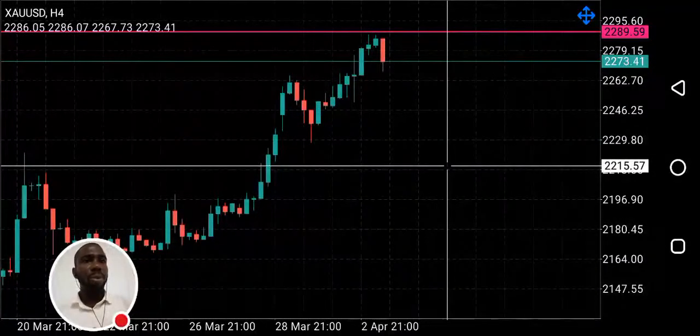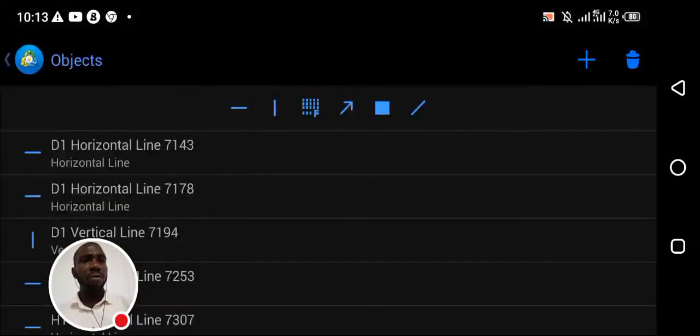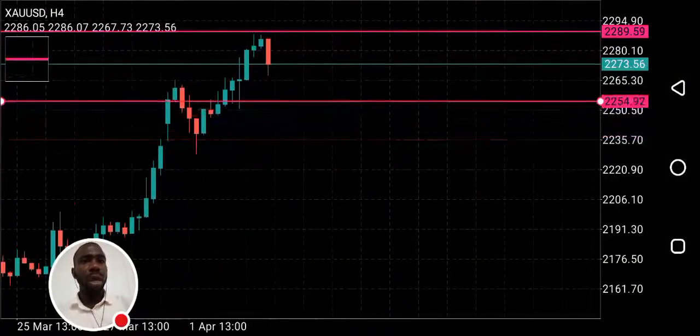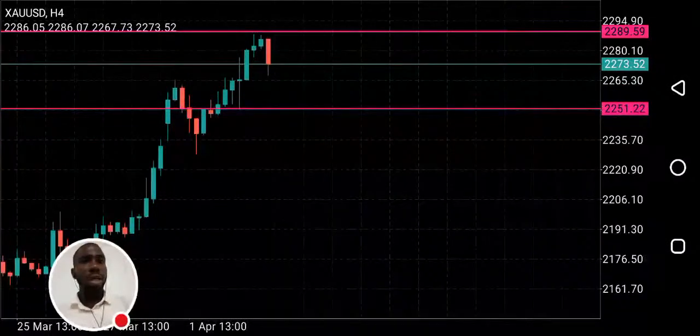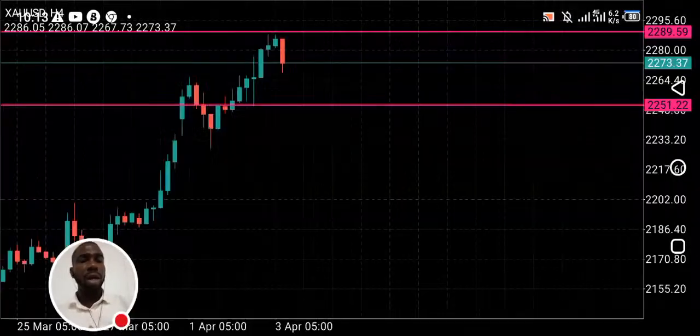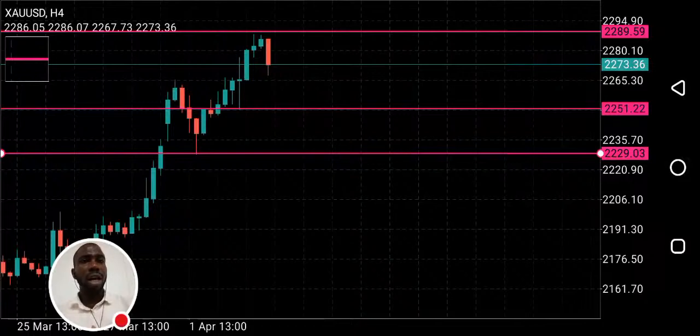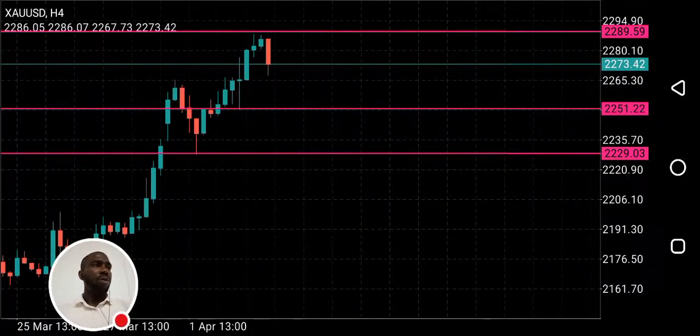And your first TP could be at this level. Your first take profit could be at this level, okay? This is an area of liquidity. Then your second TP could be at this level. Technically, gold is bearish at the moment. It is bearish at the moment.